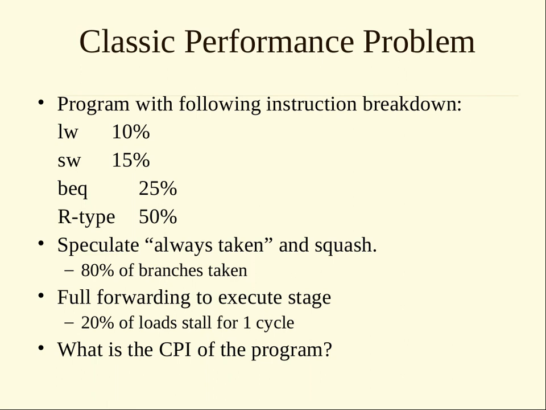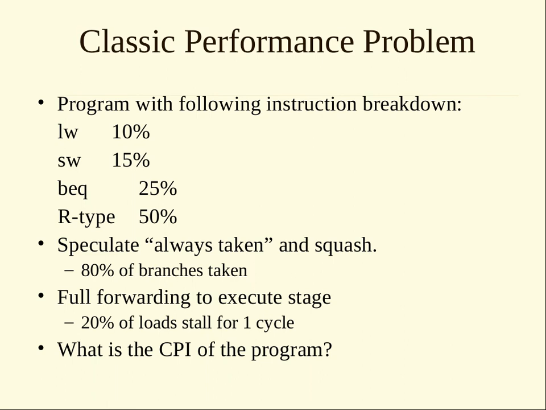Can we go back to the very beginning? 80% of the branches are taken, and I got 25%, so that would be 0.8 times 0.25, which should be 0.2, times one cycle. Now you need to account for that other 5%. So 0.05 times, now we need to figure out how long that takes.